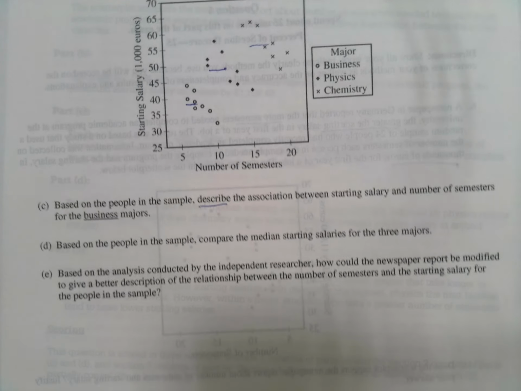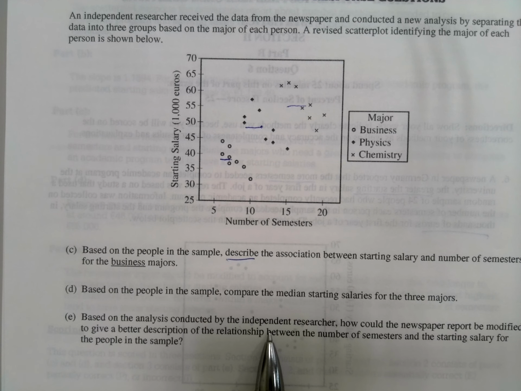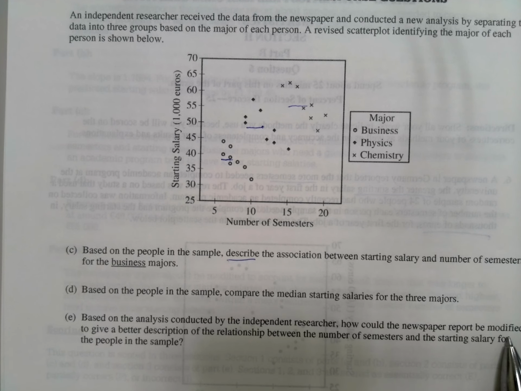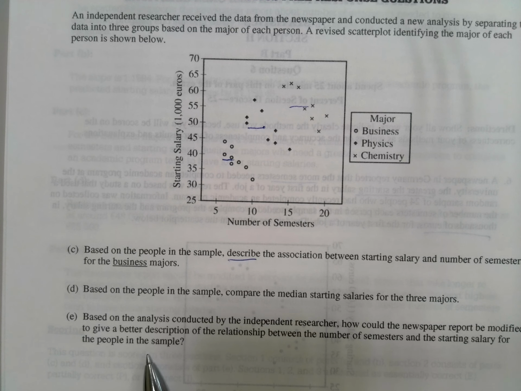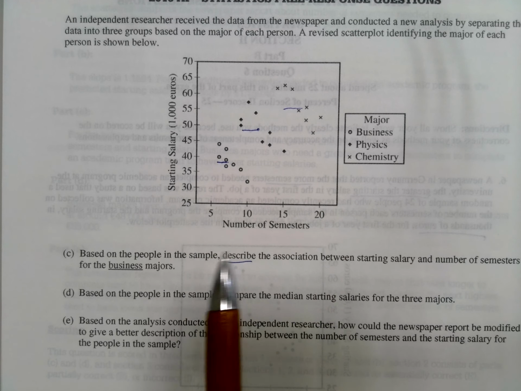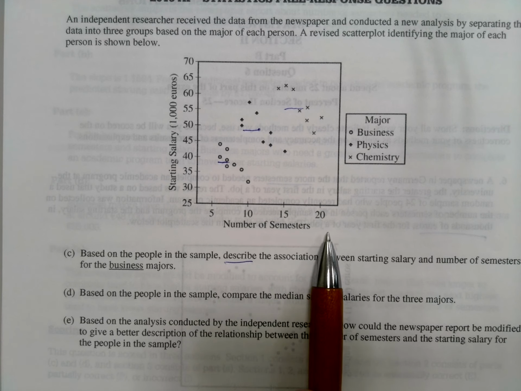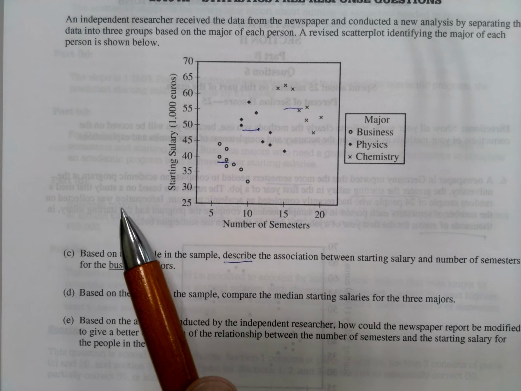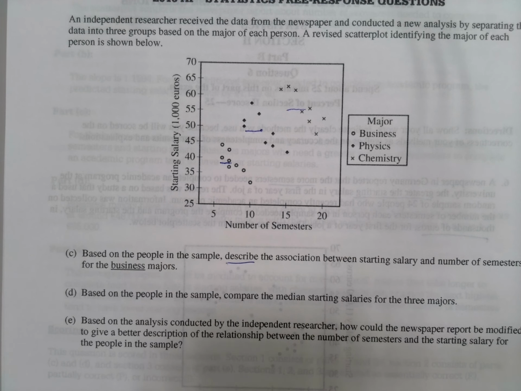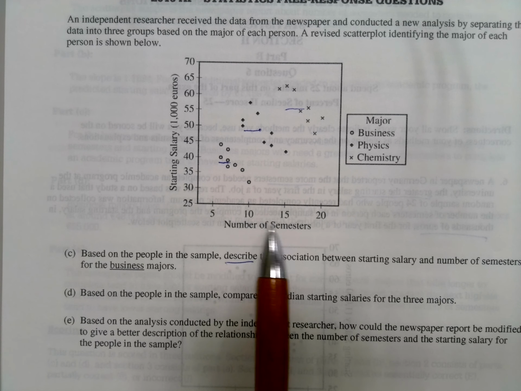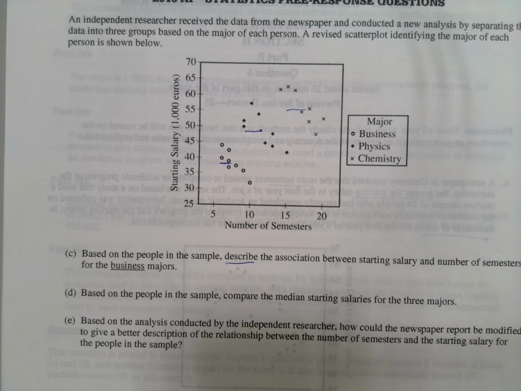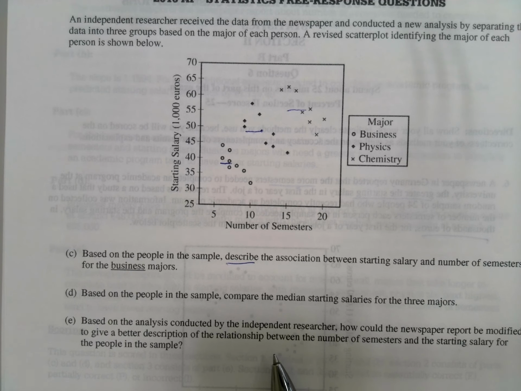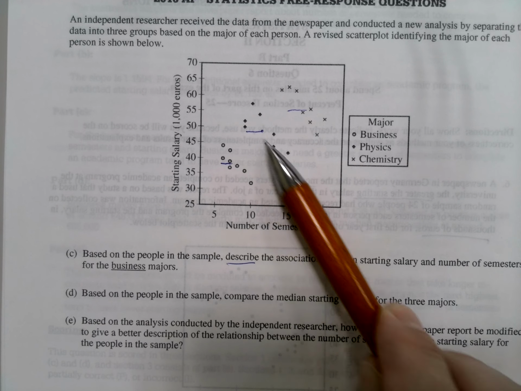Okay, last question. Based on the analysis conducted by the independent researcher, how could the newspaper report be modified to give a better description of the relationship between the number of semesters and the starting salary? Well, in general, for all three majors, as the number of semesters increases, the salary will decrease. So it's better to actually graduate with the lower amount of semesters in all three majors. Something like that, where it's actually a negative trend for all three sets.